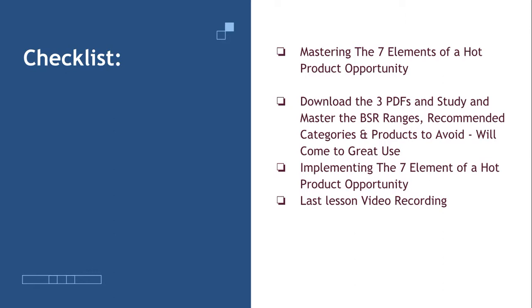I also hope that with the list you had already started to build, you've by now implemented the 7 elements of a hot product opportunity, and you will find out that you've been deleting some products which didn't meet those elements I shared with you. I also hope you have the recording for the previous lessons. These are the things you need to check before we continue, and even after this lesson, just make sure you have all this.